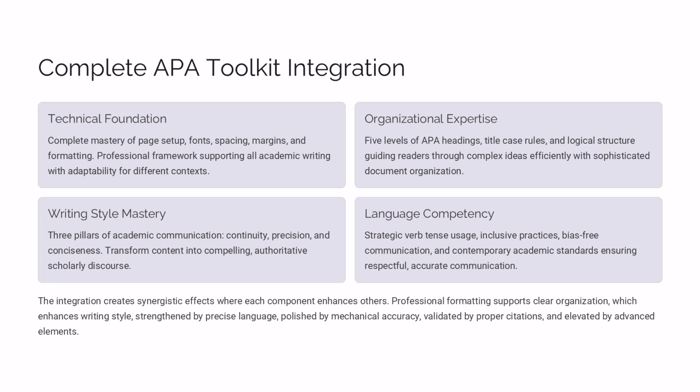Your writing style mastery centers on the 3 pillars of effective academic communication: continuity, precision, and conciseness. These principles transform well-organized content into compelling, clear, and authoritative scholarly discourse that engages readers while demonstrating intellectual rigor. Your language competency includes strategic verb tense usage, inclusive pronoun practices, bias-free communication principles, and contemporary academic language standards. These skills ensure your writing communicates respectfully and accurately while meeting current professional expectations.